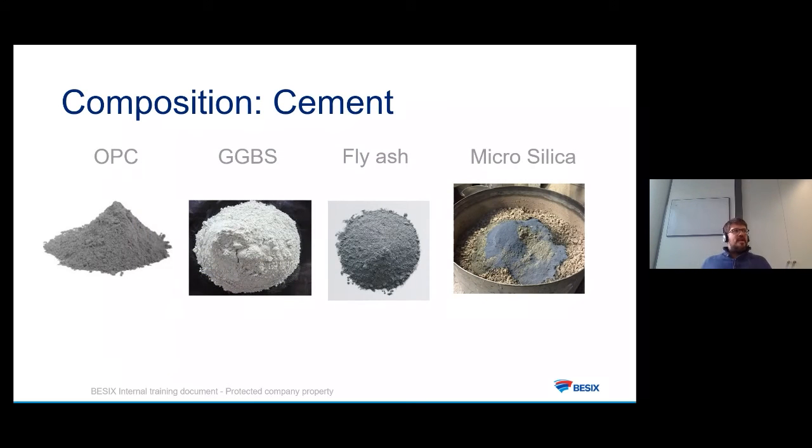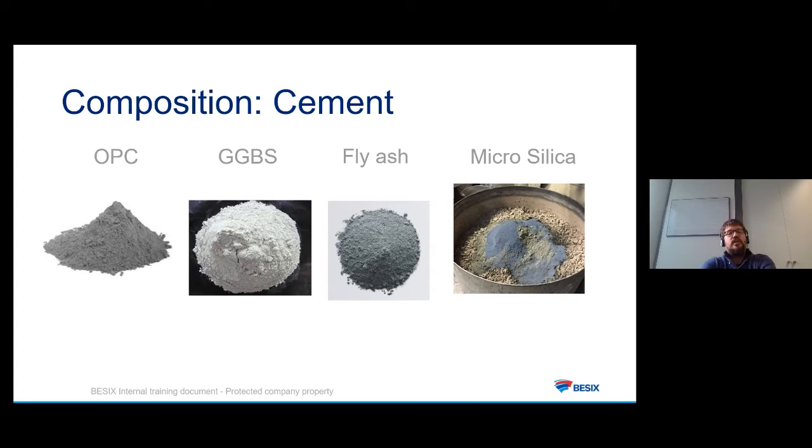So basically, we are using this kind of cementitious material. The first one is OPC. This is the ordinary Portland cement. This is what we call in Europe the CEM1. This is just like pure clinker almost. This is the most common cement, and this is what you have to use.